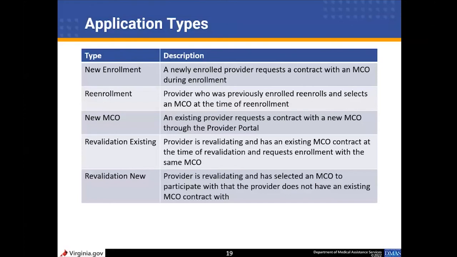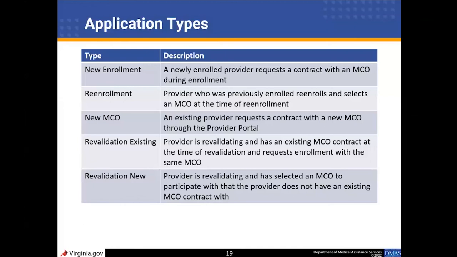So we have a new enrollment, which is where a newly enrolled provider requests a contract with an MCO during enrollment. We have re-enrollment, where the provider who was previously enrolled re-enrolls and selects an MCO at the time of re-enrollment. We have a new MCO, where an existing provider requests a contract with a new MCO through the provider portal. Then we also have revalidation existing and revalidation new.